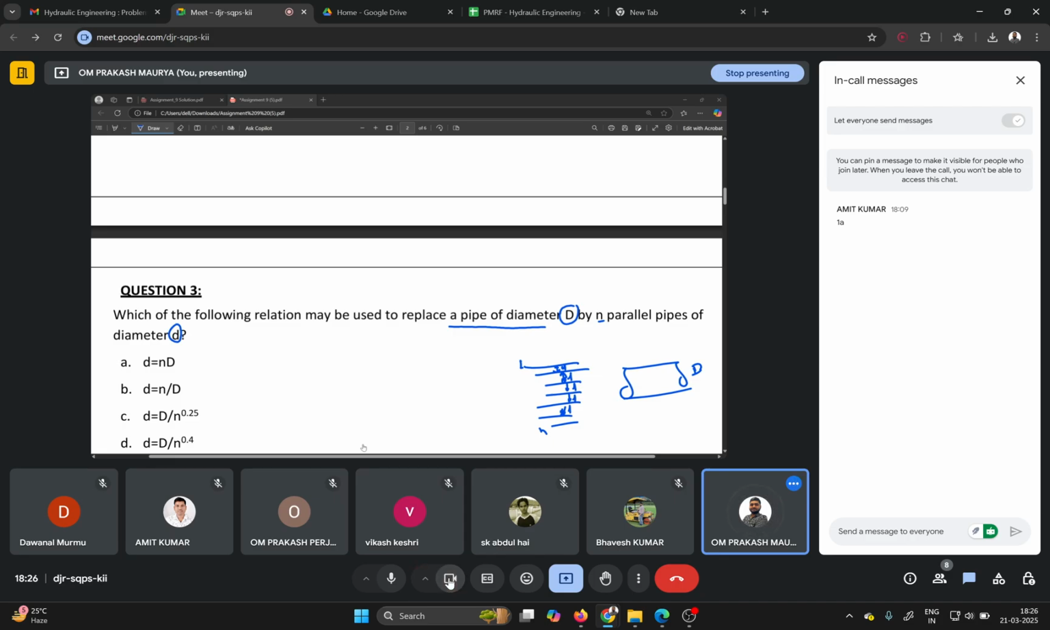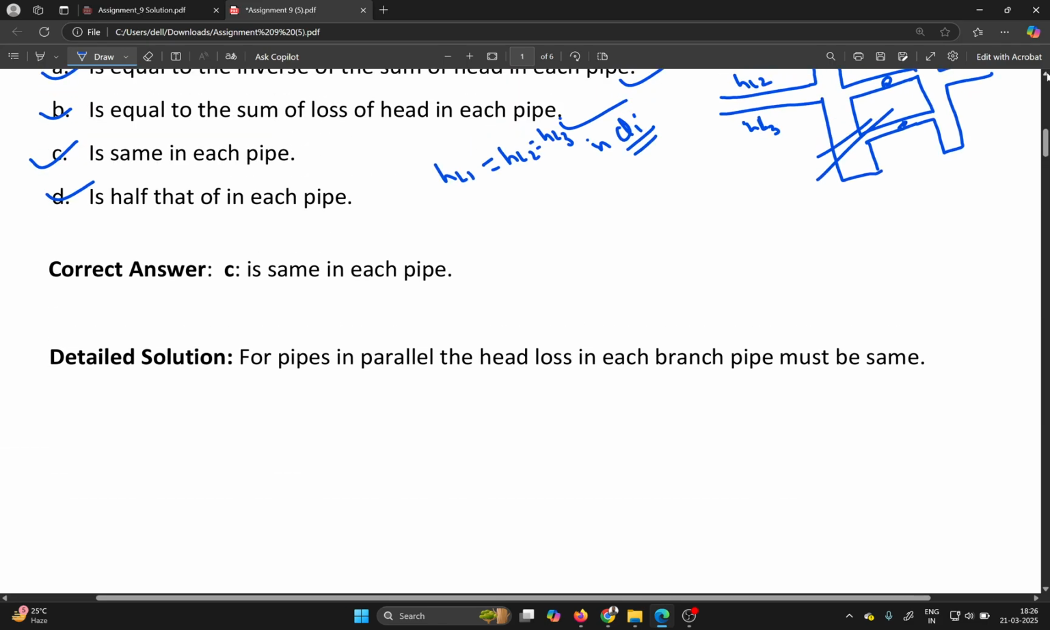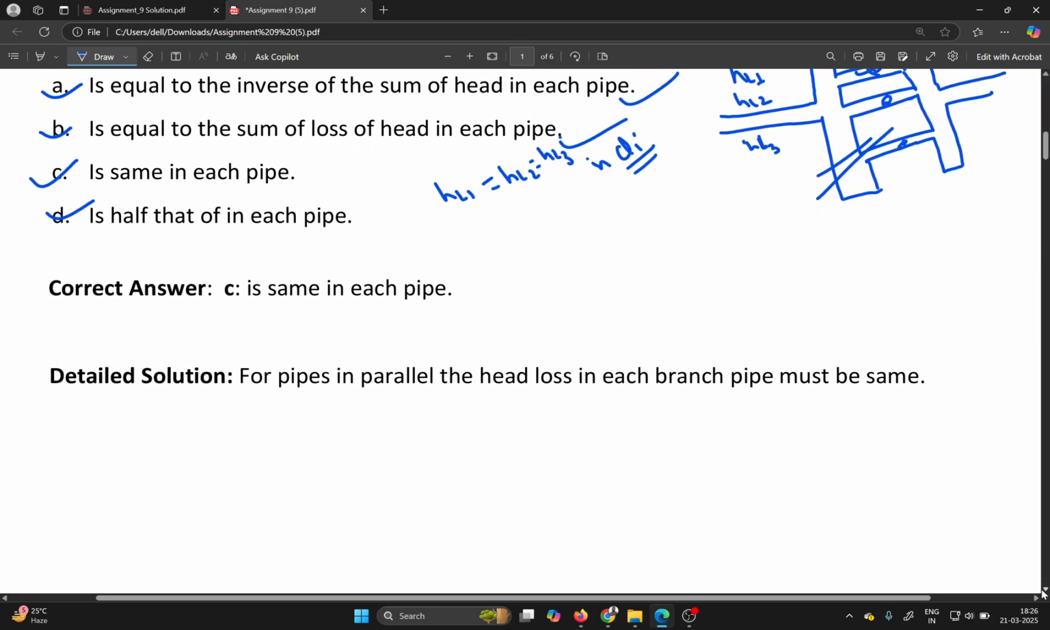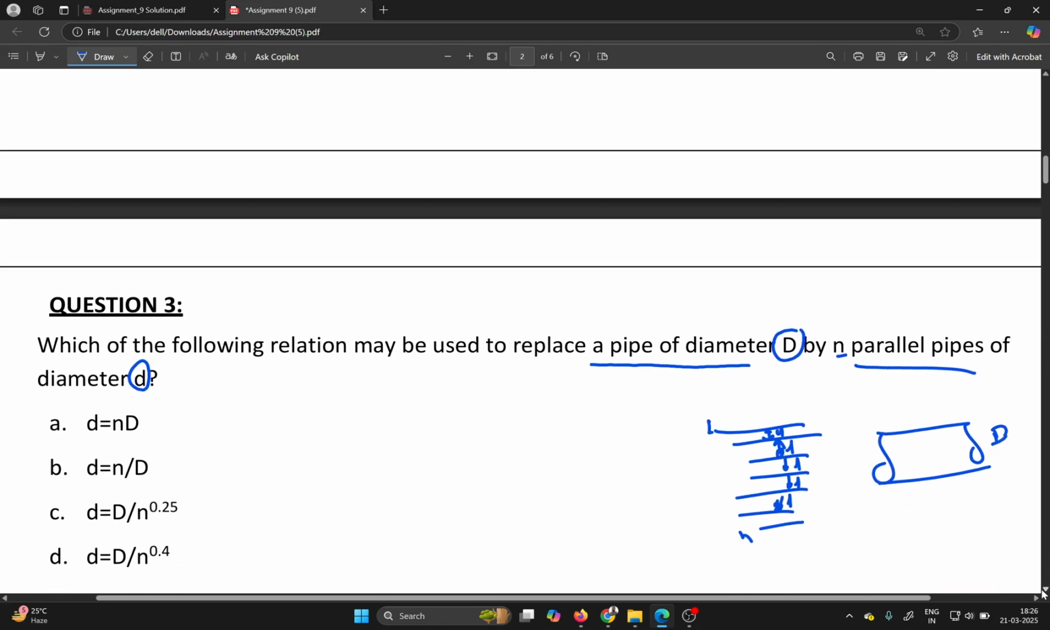Okay, let me solve the problem. Here you already know the parallel pipe connection. Parallel pipe connection means what? I have already told you in the previous question. The parallel pipe is like that. Another example is like that. Similarly, you have n number of pipes.